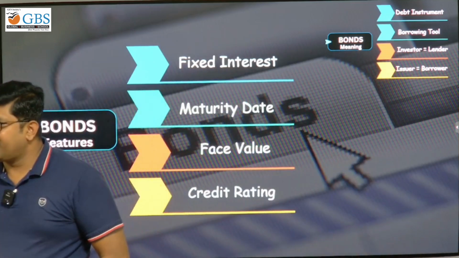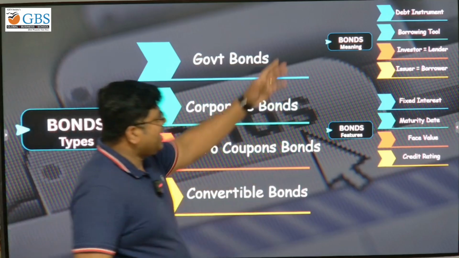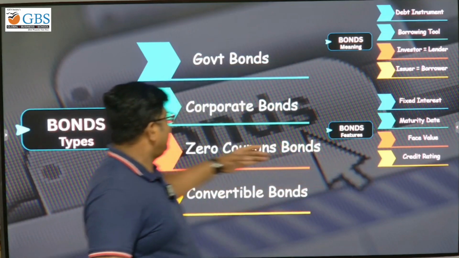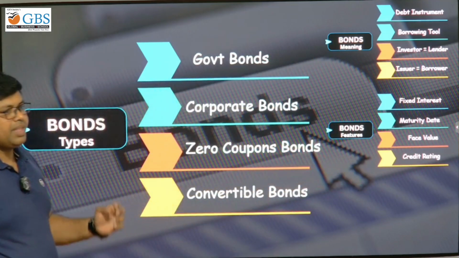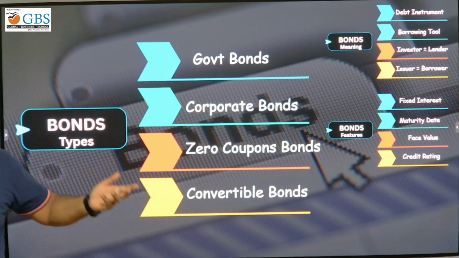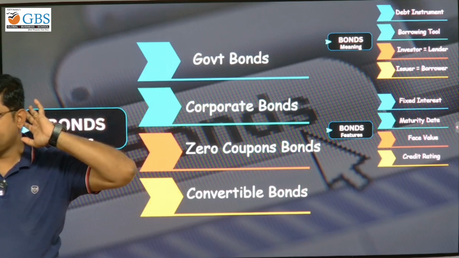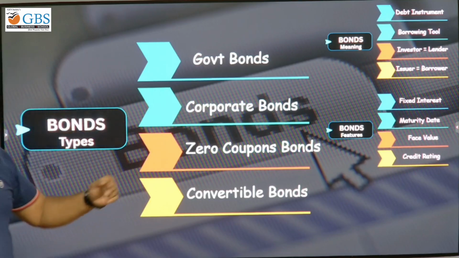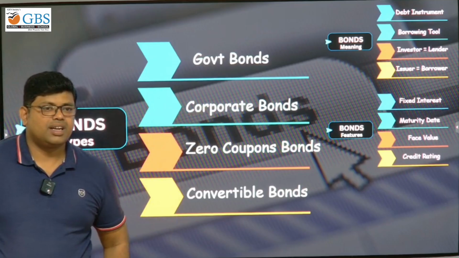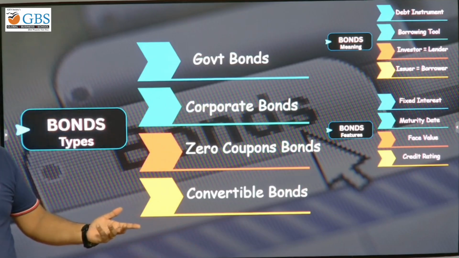Understood? Bond types. So we started with bond meaning, features, right? Then bond types. Government bonds. What do you mean by government bonds? Issued by the government. Then corporate bonds, issued by the companies, corporates.